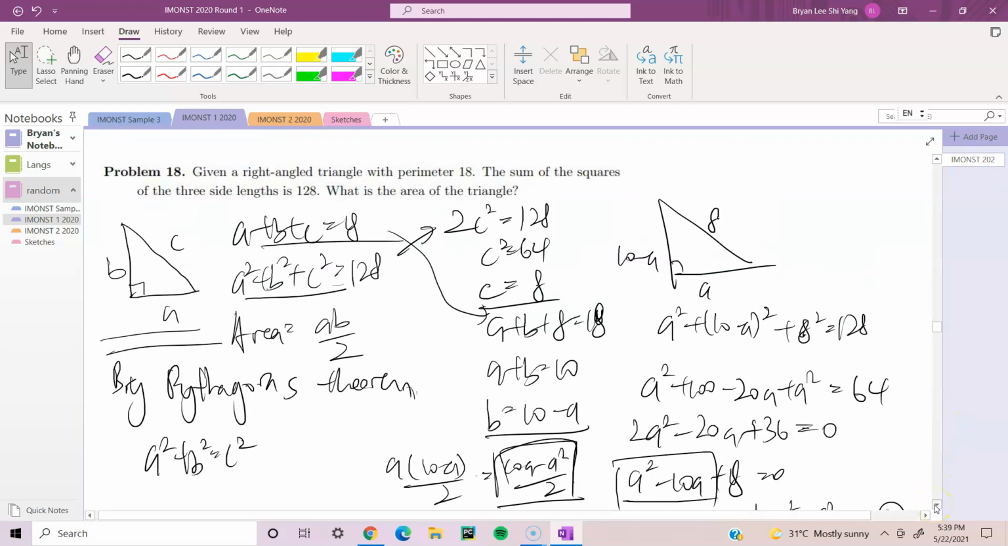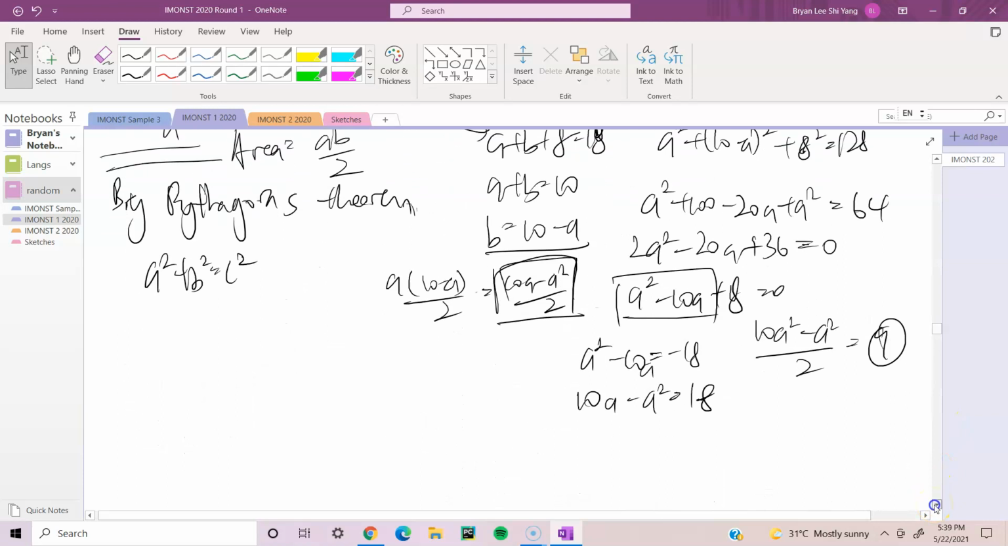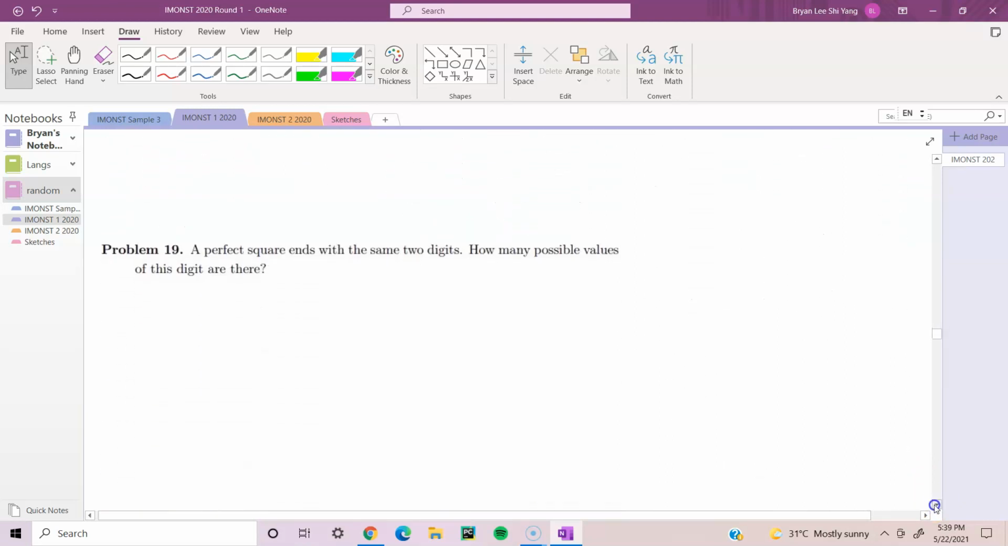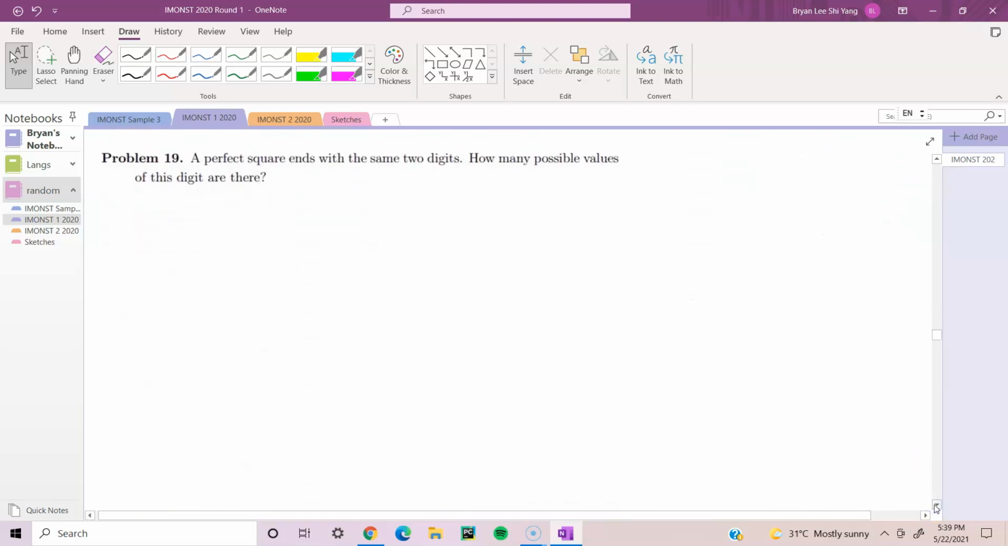Okay, so I hope you guys understood my process. Now let's move down to problem 19. A perfect square ends with the same two digits. How many possible values of this digit are there?